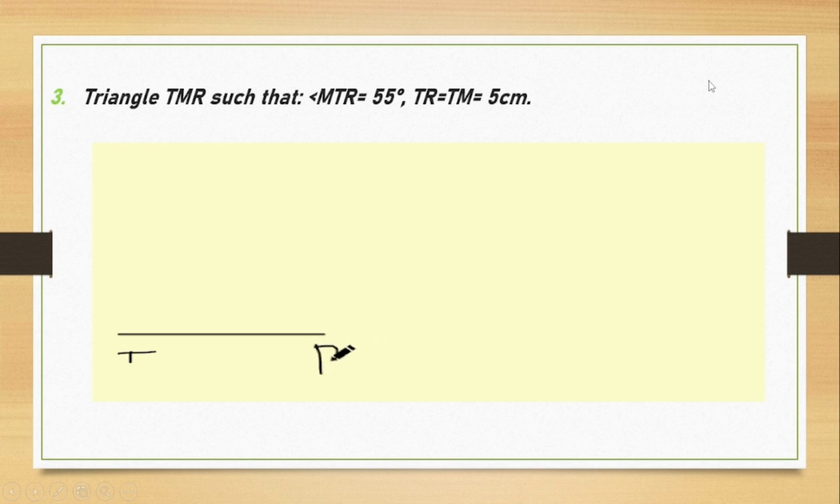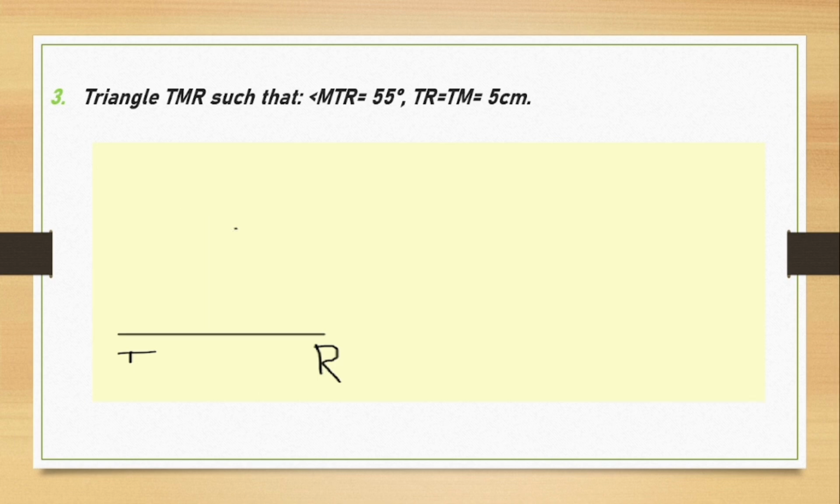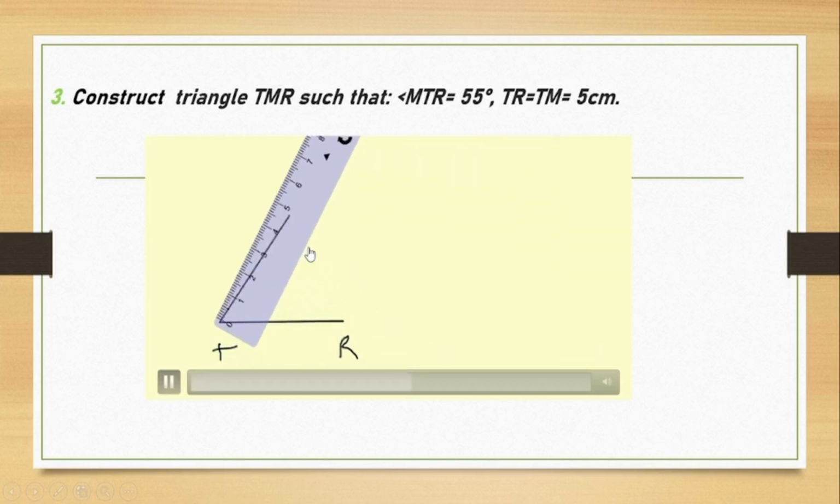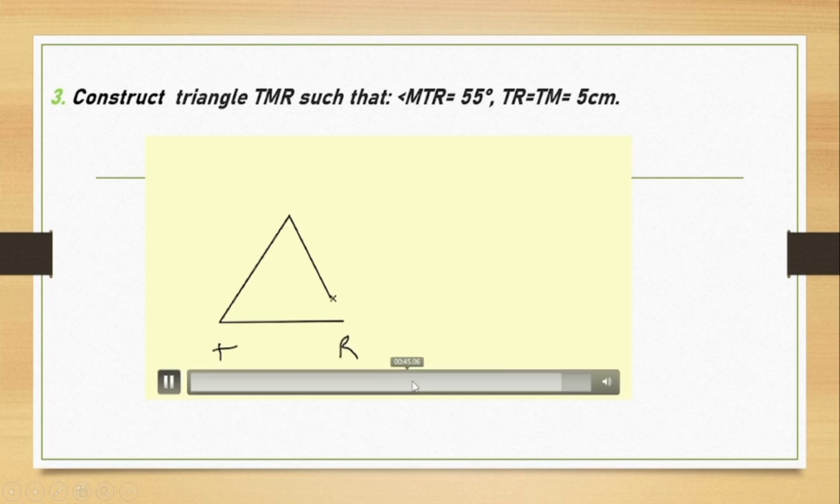T, R. Now we put the protractor on point T and mark the angle of measure 55. Now we connect it with point T using the ruler. Now we put the ruler on this side to measure 5 cm, TM, and then join M with R.